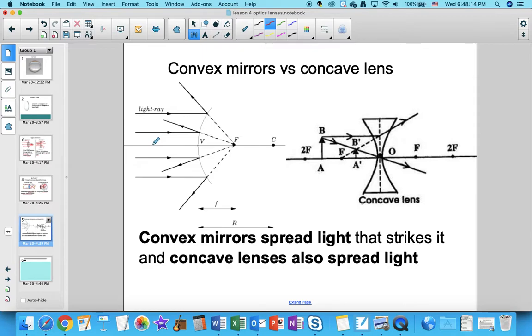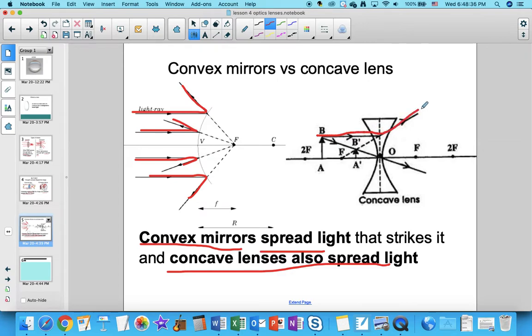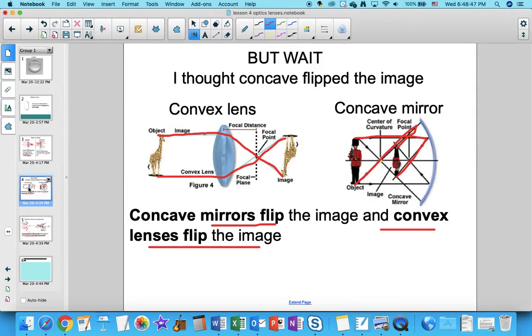So, convex mirrors versus concave lenses. Convex mirrors spread light. When we were looking at this mirror, the light was bouncing off in different directions. But concave lenses also spread light. When light hits the lens, it spreads outwards. So convex mirrors and concave lenses scatter light, while convex lenses and concave mirrors focus light and flip the image.